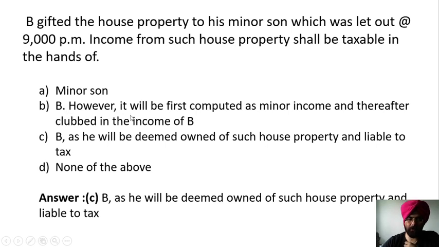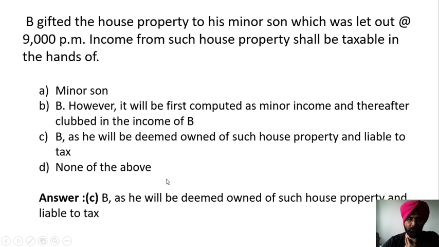Suppose a father transfers property to his minor son so that he can reduce his income tax, and he thinks that by transferring the property the rental income will be treated in the hands of the minor son, but it is not the case, because the Income Tax Act says that if you transfer the property, then the income will be treated in the hands of the transferor, that is the person who transfers the property, and not in the hands of the person who receives the property. So in this case, Mr. B will be the deemed owner of the property, so rental income will be taxed in the hands of Mr. B.